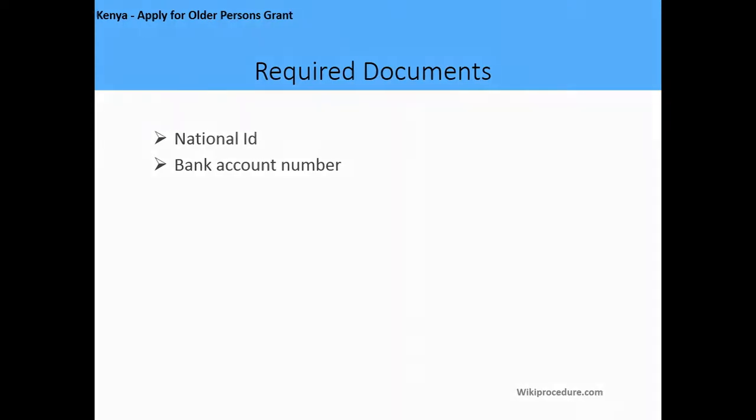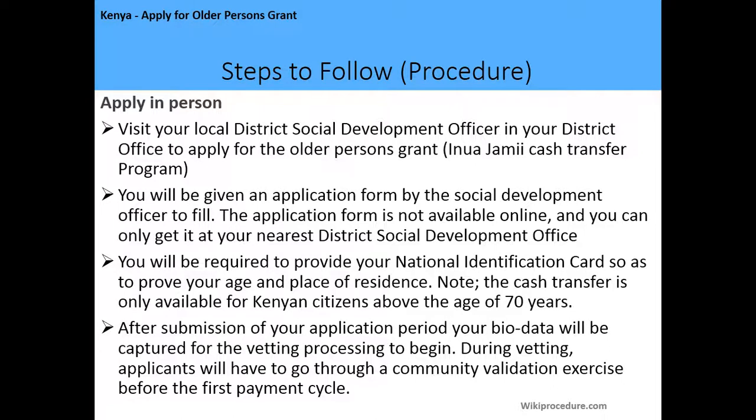The required documents are that you need to provide your national identity card and your bank account number. The application can only be done in person, and the steps to make your application are as follows. First of all, you're supposed to visit your local district social development officer in your district office to apply for the Older Persons Grant or Inua Jamii Cash Transfer Program, and there you'll be given an application form by the social development officer to fill.